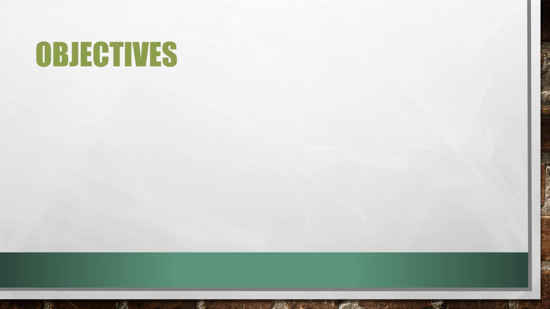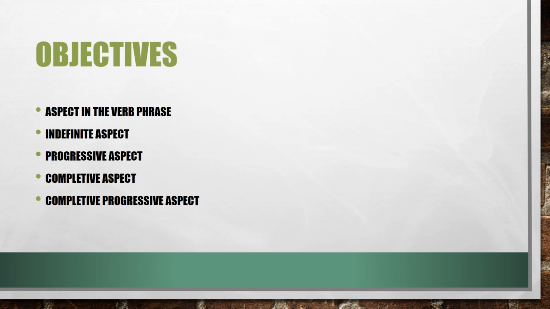The objectives of this lecture are: what is meant by aspect in the verb phrase, the subdivisions of aspect, the indefinite aspect, the progressive aspect, the completive aspect, and the completive progressive aspect. Though these names can also be changed or renamed by different sources, we stick to these terms for they are used by your author, Norman Stageberg.